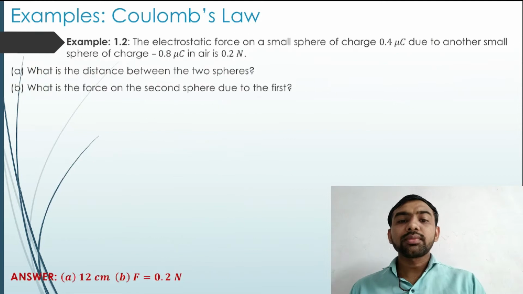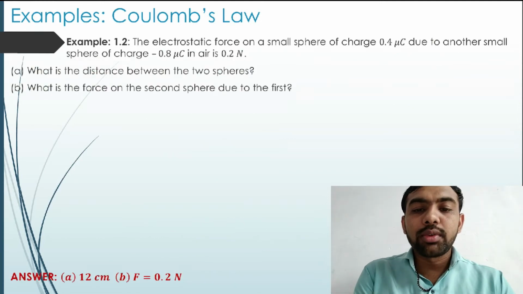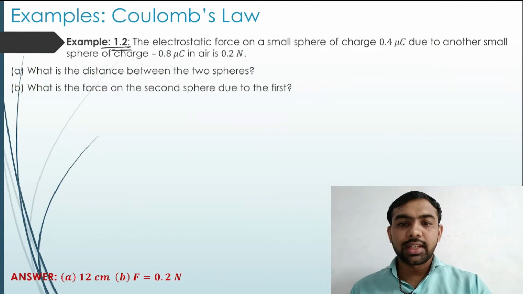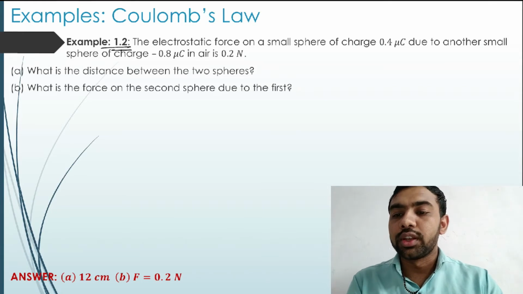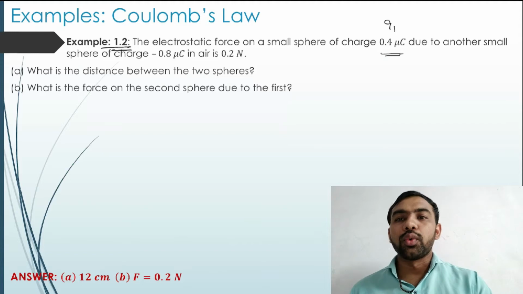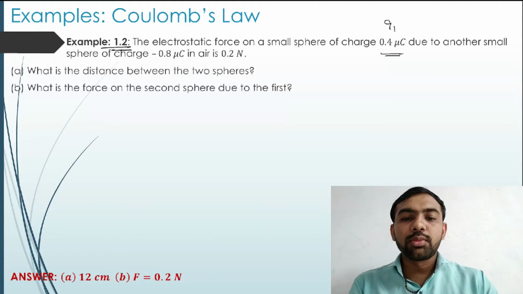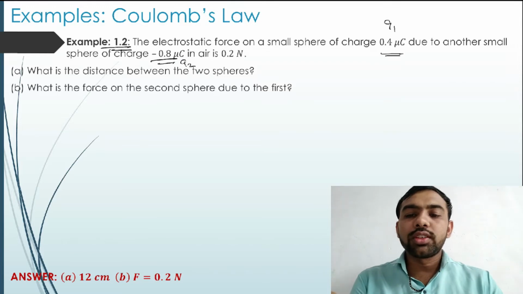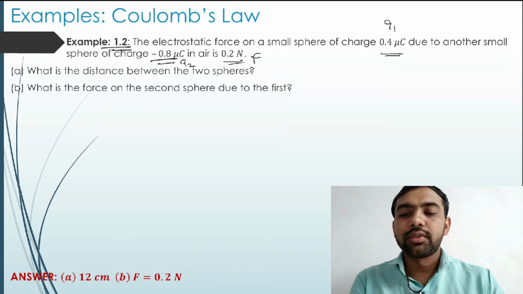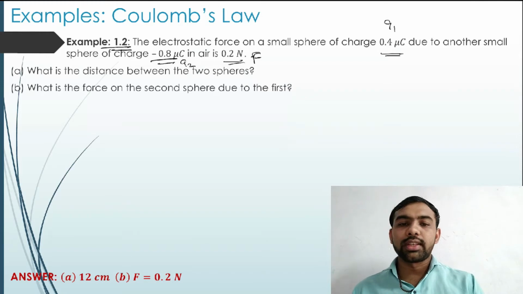Note it. Let's see the next one, example number 1.2 from the exercise. The electrostatic force on a small sphere of charge Q1 due to another small sphere of charge Q2 in air is F. That type of data is given to us.